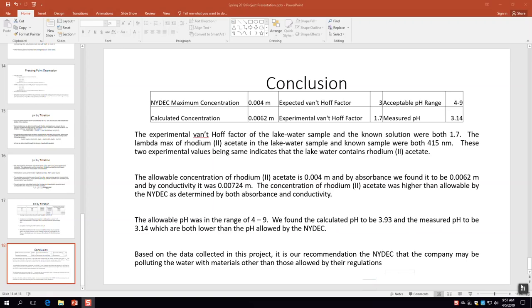So, we hope that all of this information helps you out and makes it easier for you to give your presentation in the lab, and we look forward to seeing some of your presentations during the fourth week of the project.